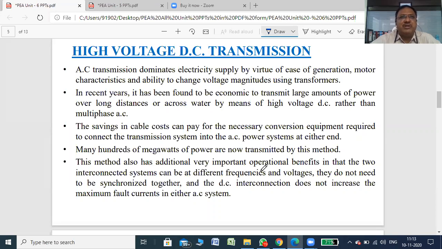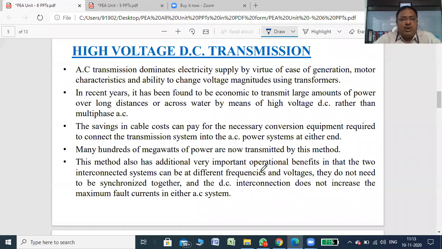Because if you want to transmit AC power from one place over a longer distance, then single phase power cannot be transmitted. So we have to use multi-phase or three-phase power. Three-phase power means more wires, and maybe high towers we have to implement. We have to connect the high tension wires, so that the AC power transmits from one place to another place.